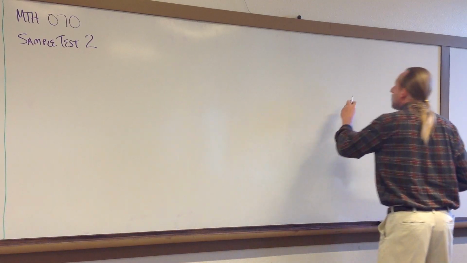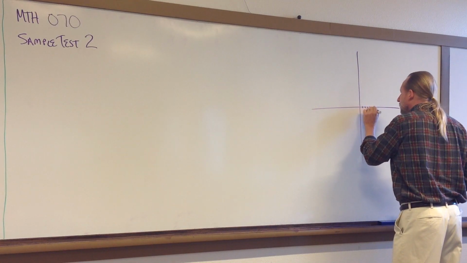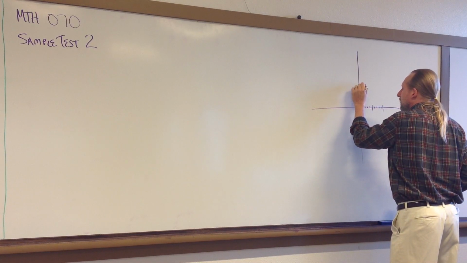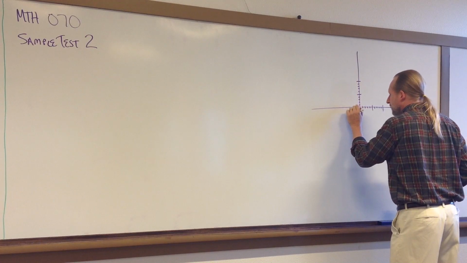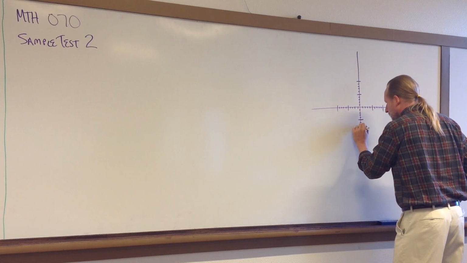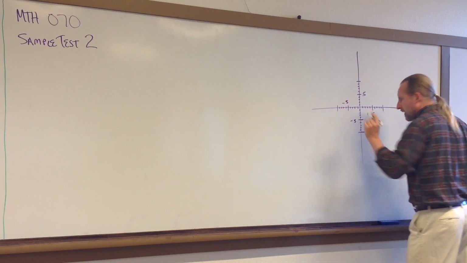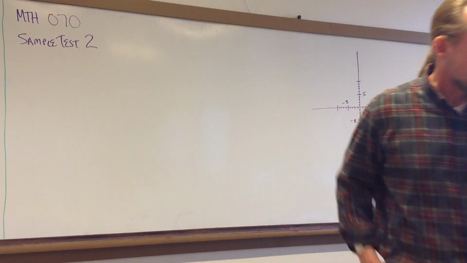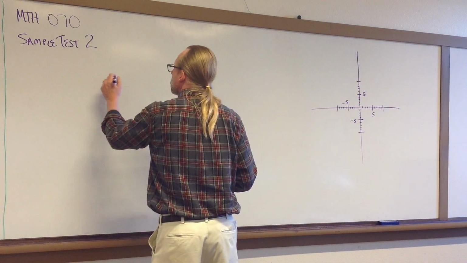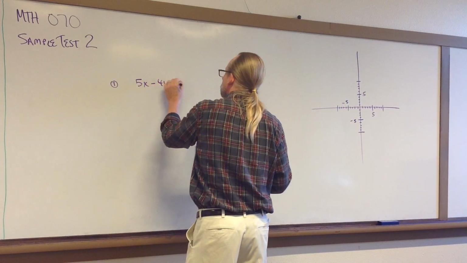Let's see. For problems 1 and 2, those are graphing problems, so I'll make a little grid here. You'll have grids on your test paper, so you won't have to worry about that. The one thing you do need to do on your graph is to indicate the scale on your grid. Okay, so problem 1, graph the following equation, and the equation is 5x minus 4y equals 16.